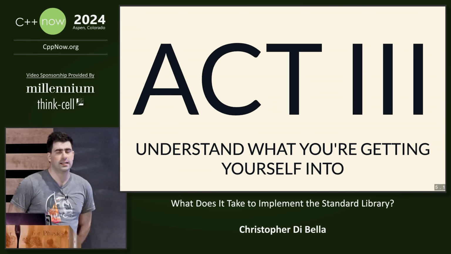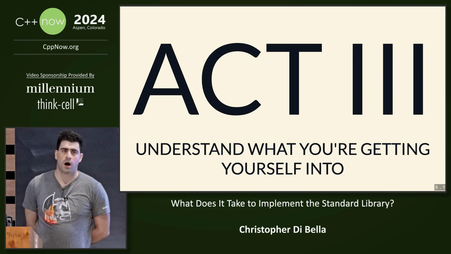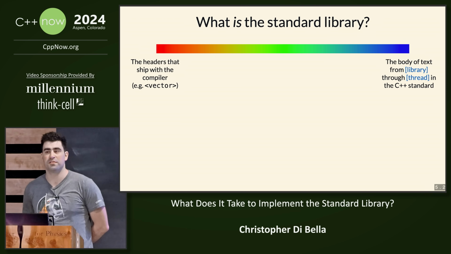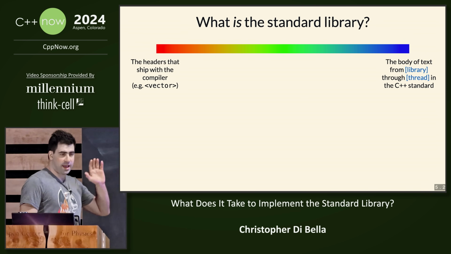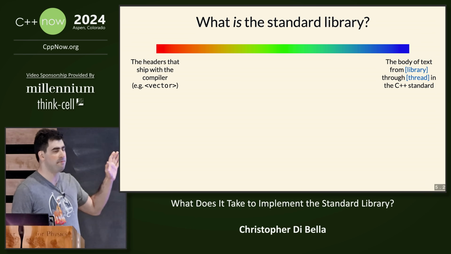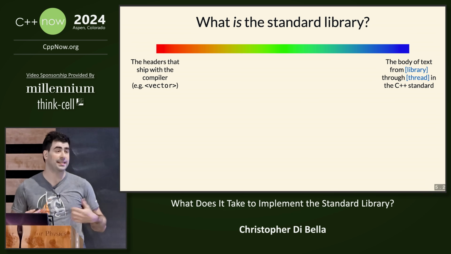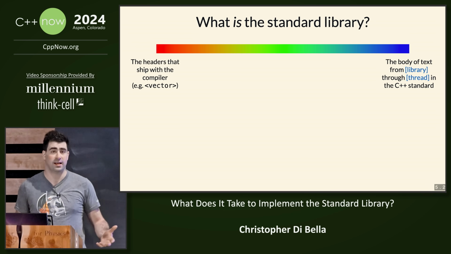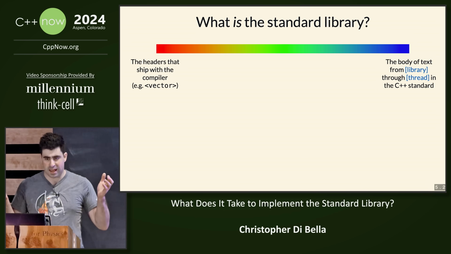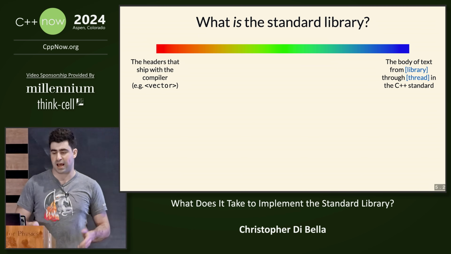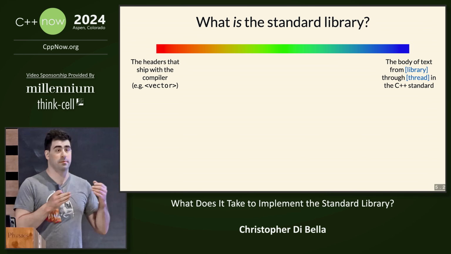We are now a little bit over the halfway mark for this session. And I have not actually articulated what the standard library is yet. We have not had that conversation. Now, on one end of the spectrum, we have people answering the question, what is the standard library, as the collection of headers that ship with the compiler. So vector, math.h, and so on. And then on the other end of the spectrum, we have the group of people who say, well, it's not the things that ship with the compiler, those are implementations of the standard library.